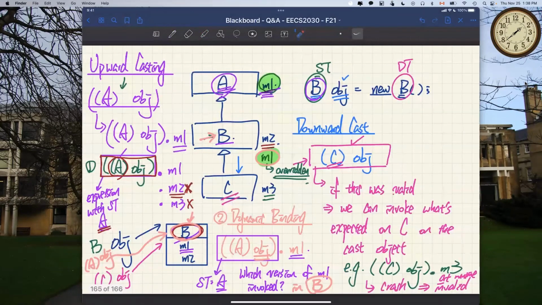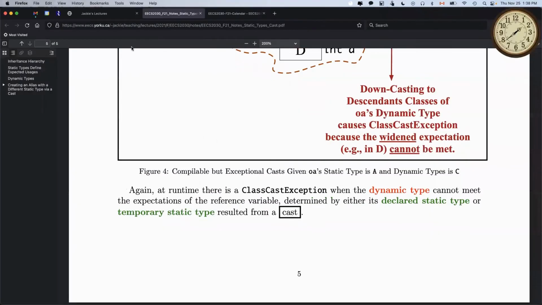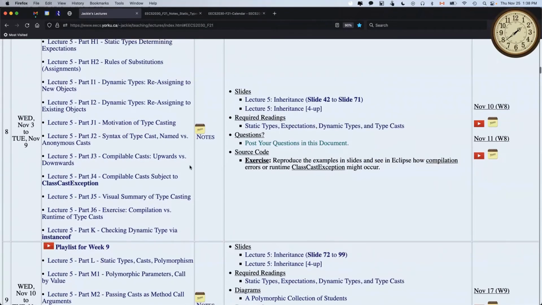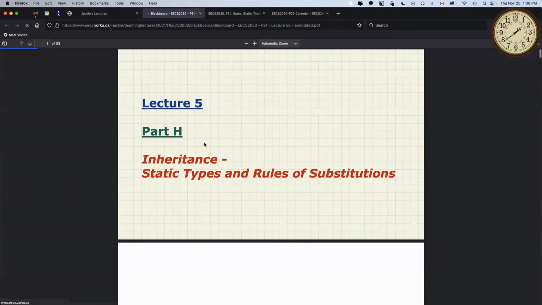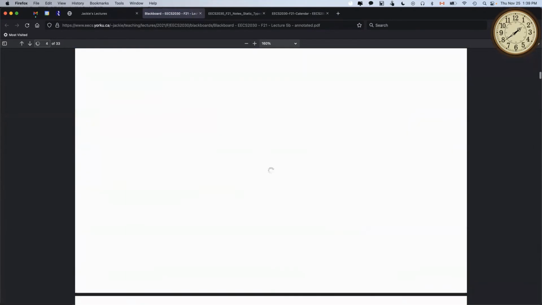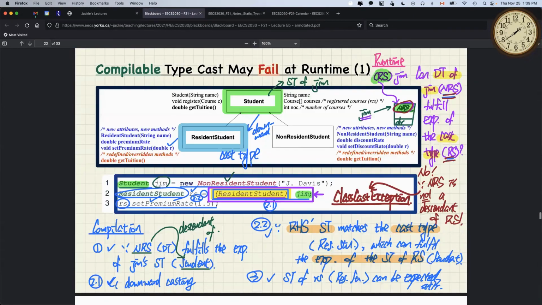Let me refer you to one more diagram, and then we'll go over the written test question. Let me point out where you should look. If you go under week number 8, and then go to the notes. I think I pointed this diagram out when we held the Q&A session earlier, but I want to repeat it. Towards the end.